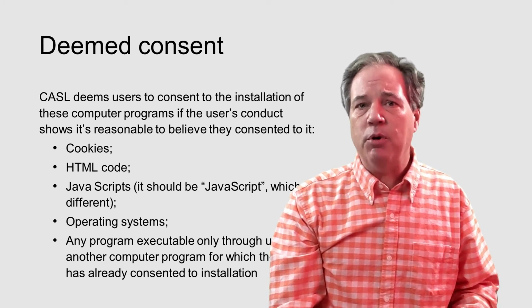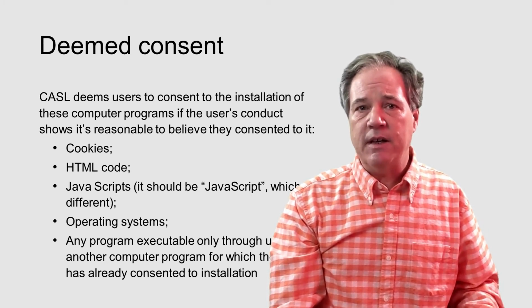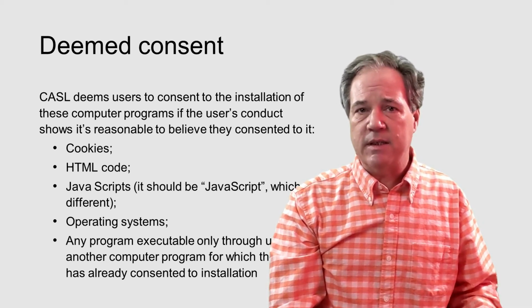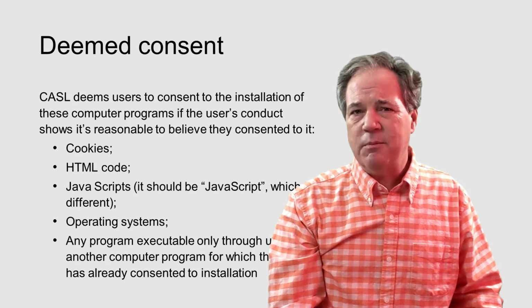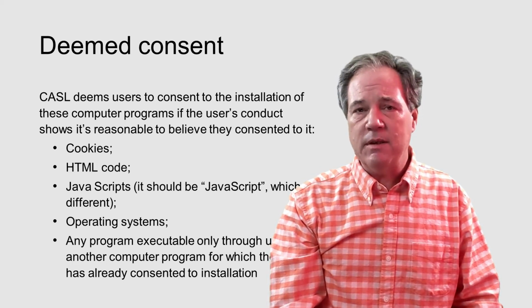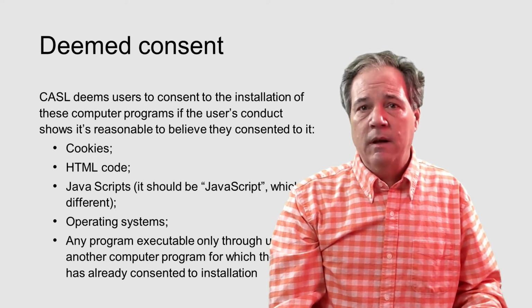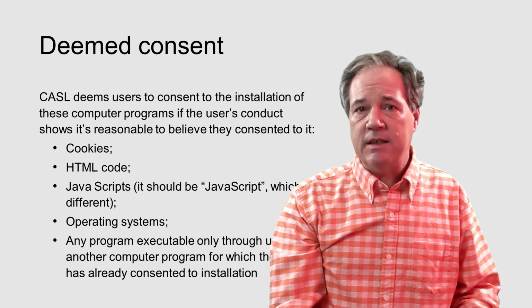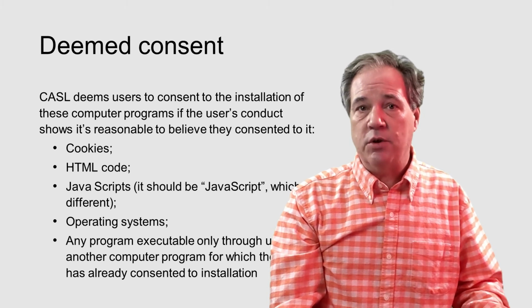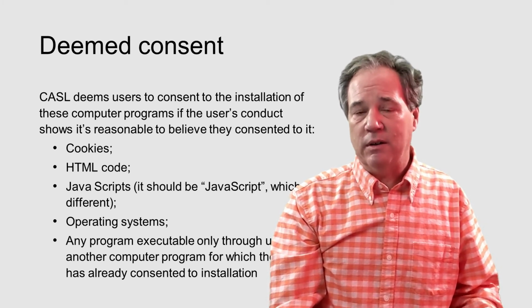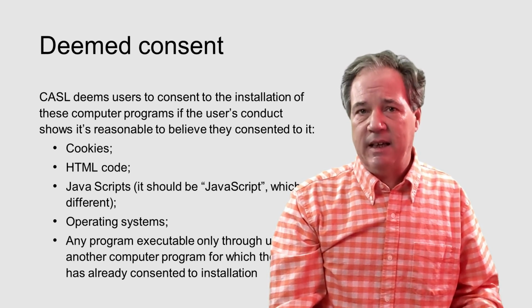And finally, it says any program executable only through use of another computer program for which the user has already consented to installation. Does this include macros enabled in Word documents? I'm not sure. Now, it does make sense to have deemed consent in some situations or implied consent in some situations, but we could have used a lot more clarity. What were they intending to get at?